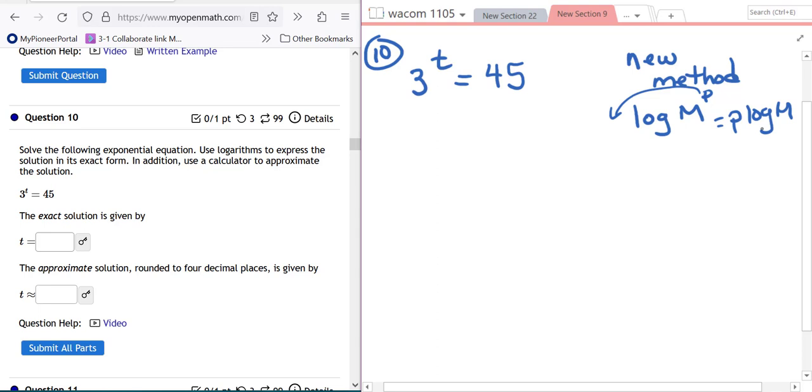Usually they will use a natural log unless this is base 10, and then they would do common log. Both would work, but that's what's done more often. So I'm going to take a logarithm of both sides. So I'll do a natural log of 3 to the t is natural log of 45. Whatever you do to one side, you have to do to both sides, right? That forces, with this logarithm property, the t to come down, which is what you want.